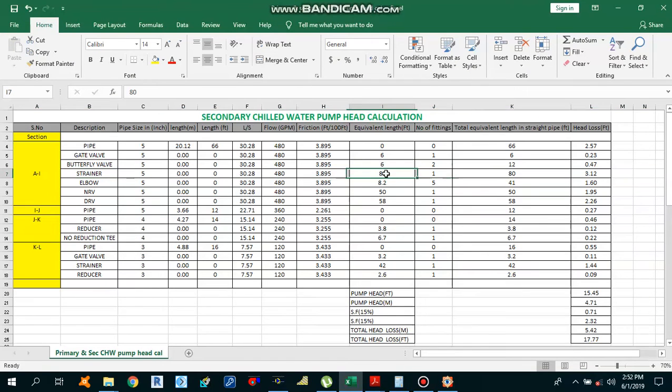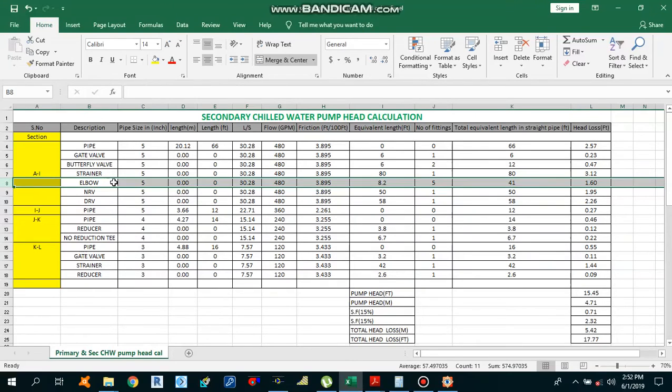So we can use 80 over here. Since we have 1 strainer, so 80 into 1, that is 80. Again, you need to multiply this equivalent length with friction, that is feet per 100 feet, divide by 100, you will get this head loss. So move back to our elbow. We already know we have 5 elbows over here.